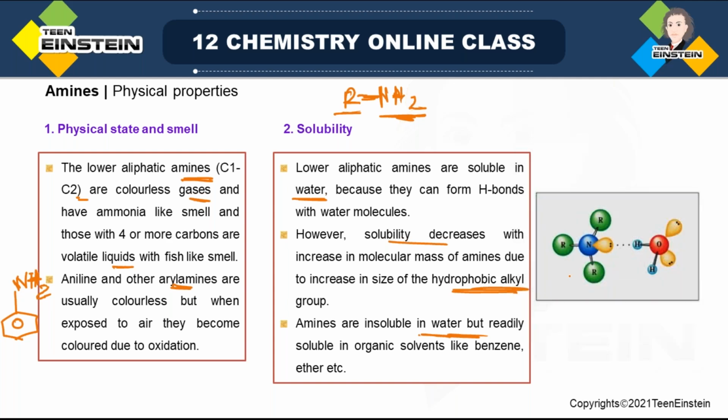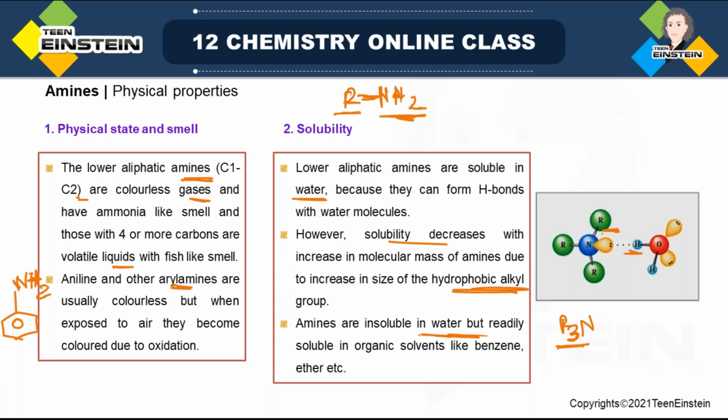Here we have the general structure of an amine, R3N. Now this R may be H, or it may be some alkyl group or aromatic ring. The lone pair present on nitrogen takes part in hydrogen bond formation with the hydrogen of a water molecule, because this H is attached to oxygen. So this is one type of hydrogen bonding that is possible.